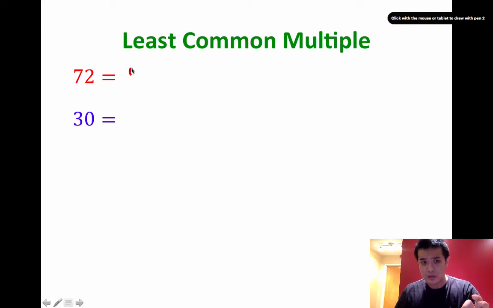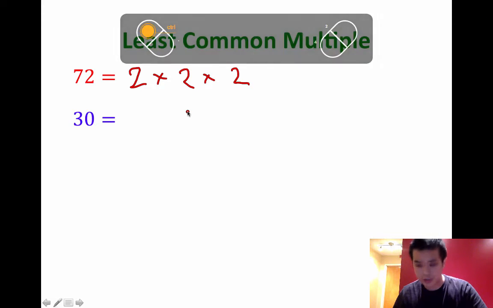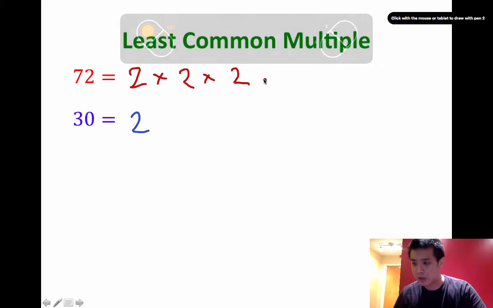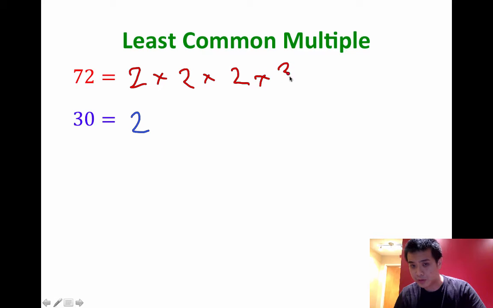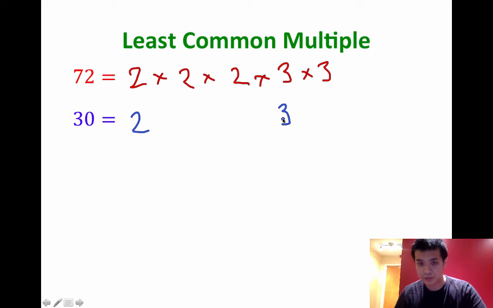So again, we write 2 times 2 times 2, and the 30 only has 1 2. For 72, there's 2 3s, times 3 times 3. For 30, there is 1 3. Finally, there is a 5 for 30.